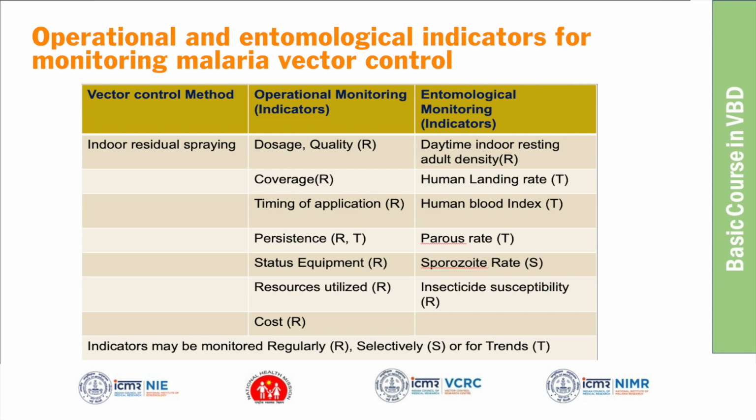What are the entomological measurements? Ultimately, what we were expecting is reduction in longevity or density. So daytime indoor resting density, adult density, then ultimately reduction in the human landing rate, and the human blood index, blood feeding index also should be reduced. Longevity, I told that, is reduction in the virus rate. In a malaria endemic area, you can see reduction in the sporozoite rate after applying indoor residual spraying. Now it is followed? Clear?